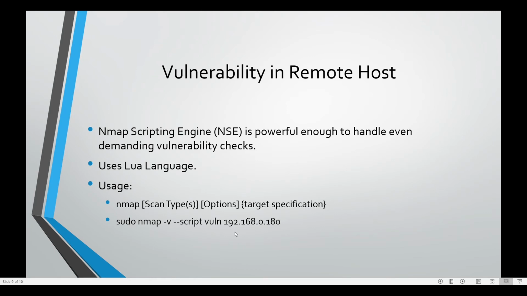Nmap has the Nmap Scripting Engine, which is powerful enough to handle even demanding vulnerability checks. It uses the Lua language. The fun fact about Lua is that it is also used in Adobe Photoshop for scripting purposes. Vulnerability detection means that when a vulnerability is discovered, you often want to scan the network quickly to identify vulnerable systems before the bad guys do. While Nmap isn't a comprehensive vulnerability scanner, the scripting engine is powerful enough to handle demanding vulnerability checks. When the Heartbleed bug affected hundreds of thousands of systems worldwide, Nmap developers responded with the SSL Heartbleed detection script within 2 days. Many vulnerability detection scripts are already available.